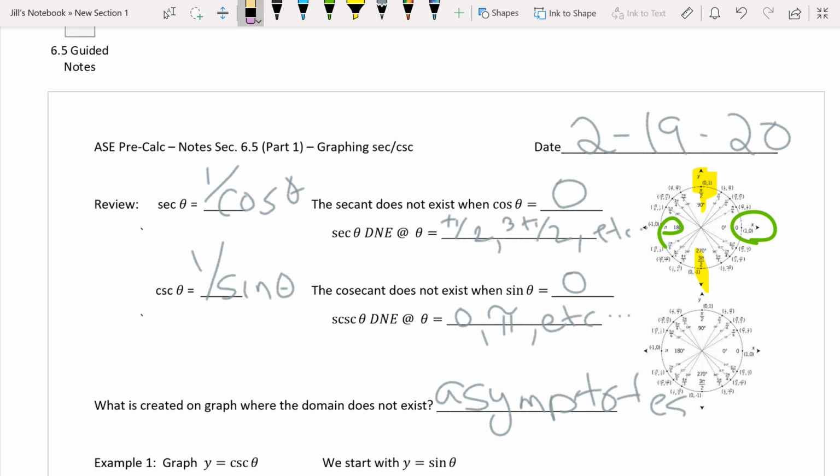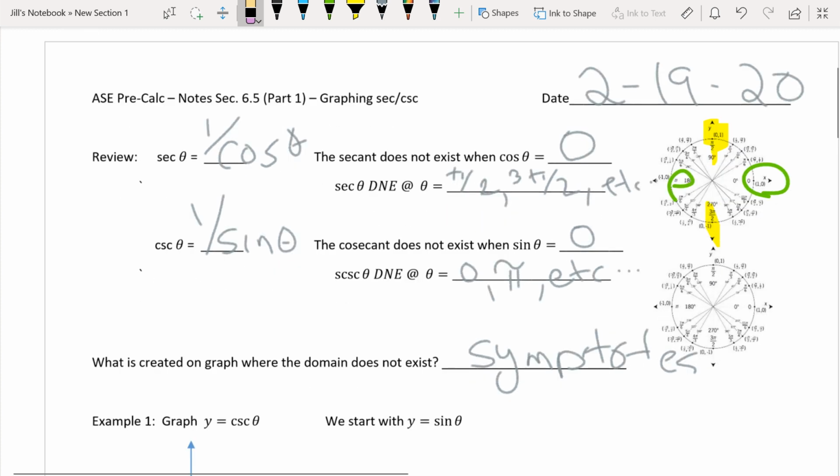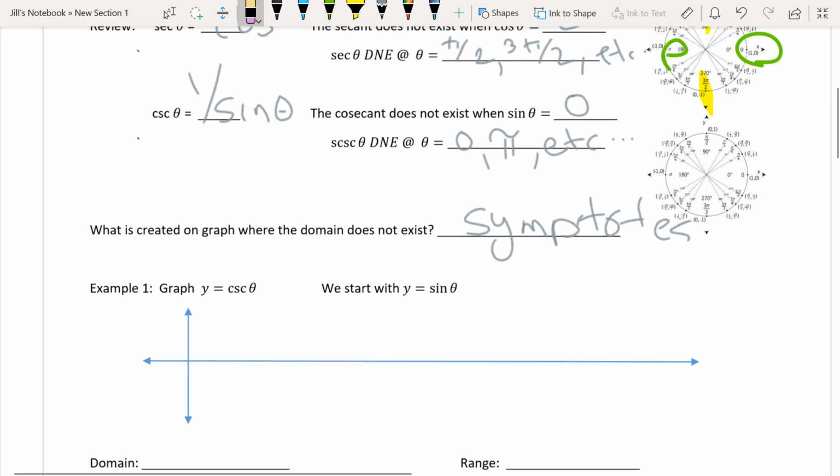Okay, let's see if I can scroll up here. This seems to be my hardest thing to do here. What happened to my A on asymptotes? Oh, there.